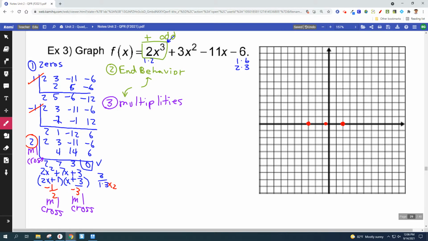Number 4 says make an xy table. And it says plug in 0, but really you can plug in anything you want. If I plug in 0, that's going to be really easy because everything's going to fall out. Fall out, fall out, fall out, that's 0. I get 0, negative 6. Okay? 0, negative 6. 1, 2, 3, 4, 5, 6, right there.